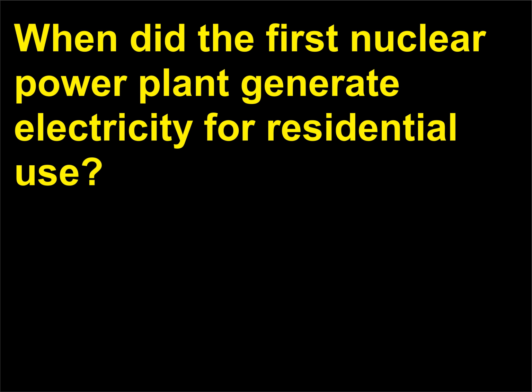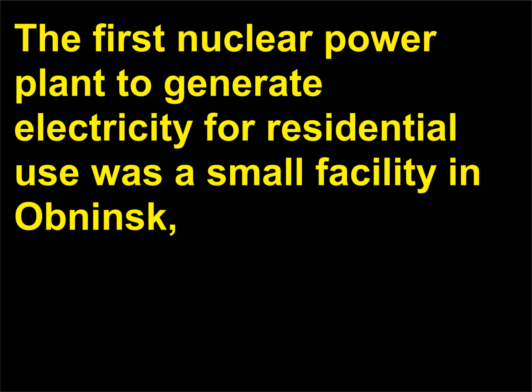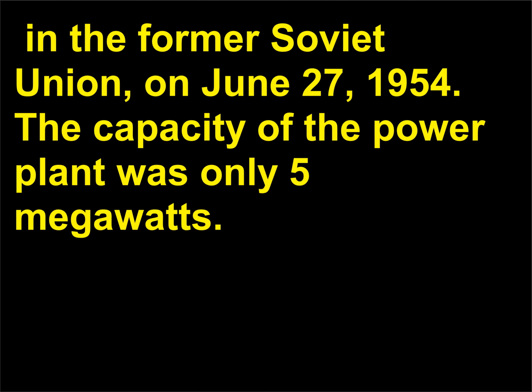When did the first nuclear power plant generate electricity for residential use? The first nuclear power plant to generate electricity for residential use was a small facility in Obninsk, in the former Soviet Union, on June 27, 1954. The capacity of the power plant was only 5 megawatts.